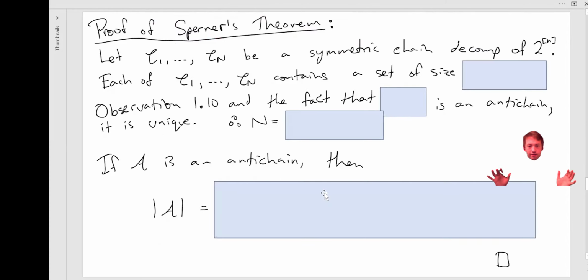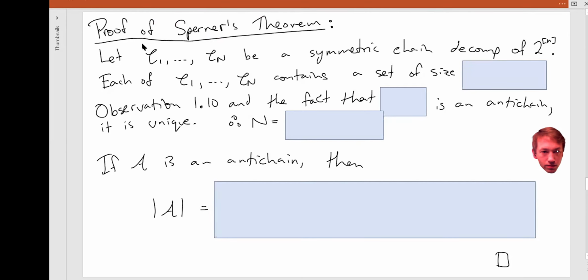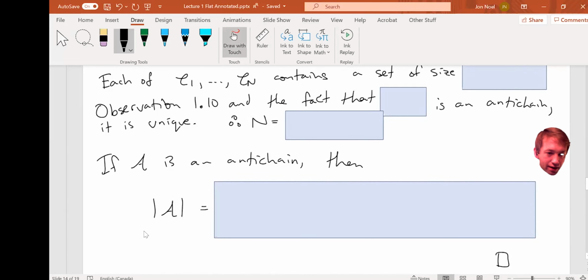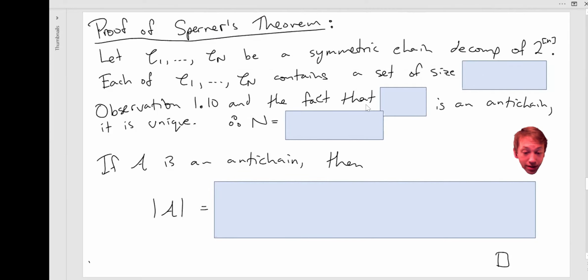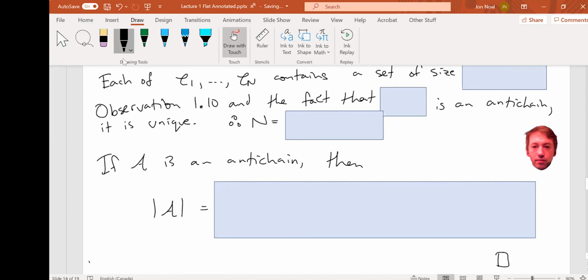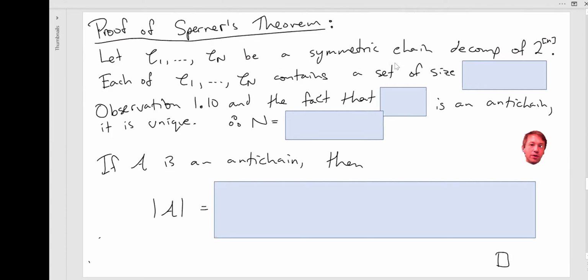Okay, we haven't proved Sperner's theorem, right? I stated Sperner's theorem, then we went into this lemma, and we haven't come back to it yet. So let's come back to it. So remember, Sperner's theorem says that the biggest antichain in the power set of 1 up to n has size n choose n over 2, where whenever I say n over 2, I mean the floor. Right, so how do we prove it? We use the lemma. So we find a symmetric chain decomposition of the power set of 1 up to n.